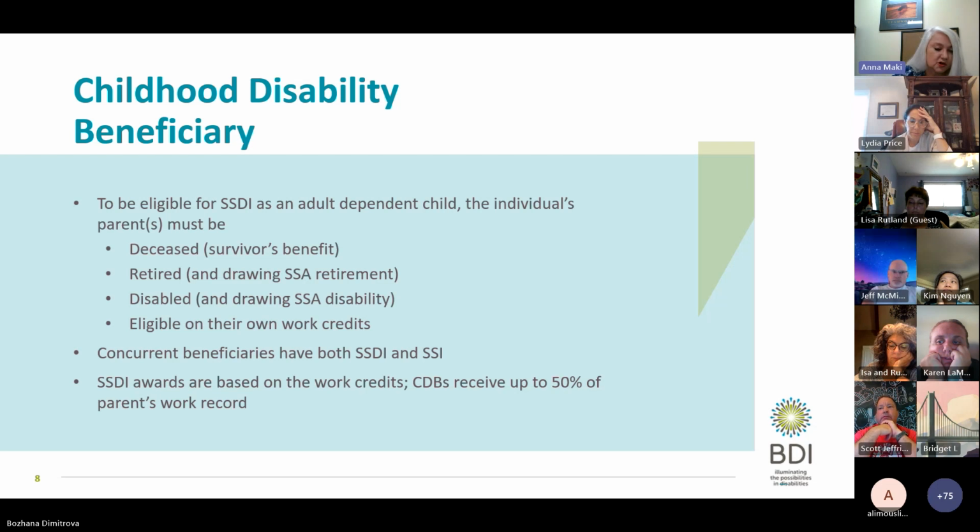So you generally start with SSI when the individual turns 18. Then when the parent retires, they transition over to SSDI, getting 50% of that parent's work record. If that amount is less than the SSI award, then they're going to be concurrent, because we don't want to have people having less than a needs-based program under SSDI. So it is possible to have both SSDI and SSI. Next slide, please.